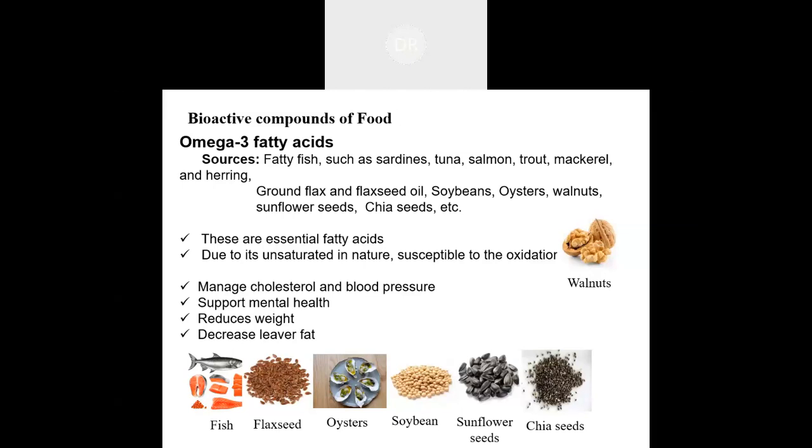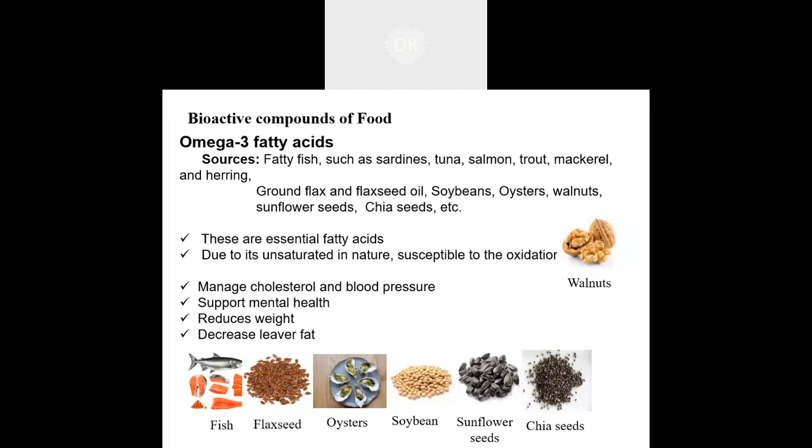Soybean is there. Oyster, again a shellfish. Then walnut, sunflower seeds, and chia seeds. These fatty acids are essential for the body. The role of omega-3 fatty acids is to manage cholesterol and blood pressure, support mental health, reduce weight, and decrease liver fat.